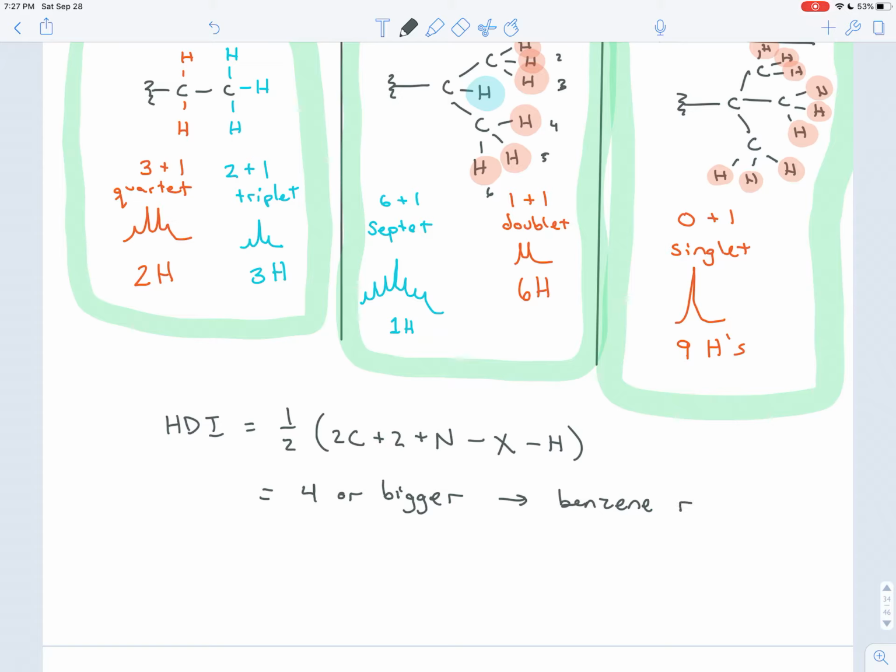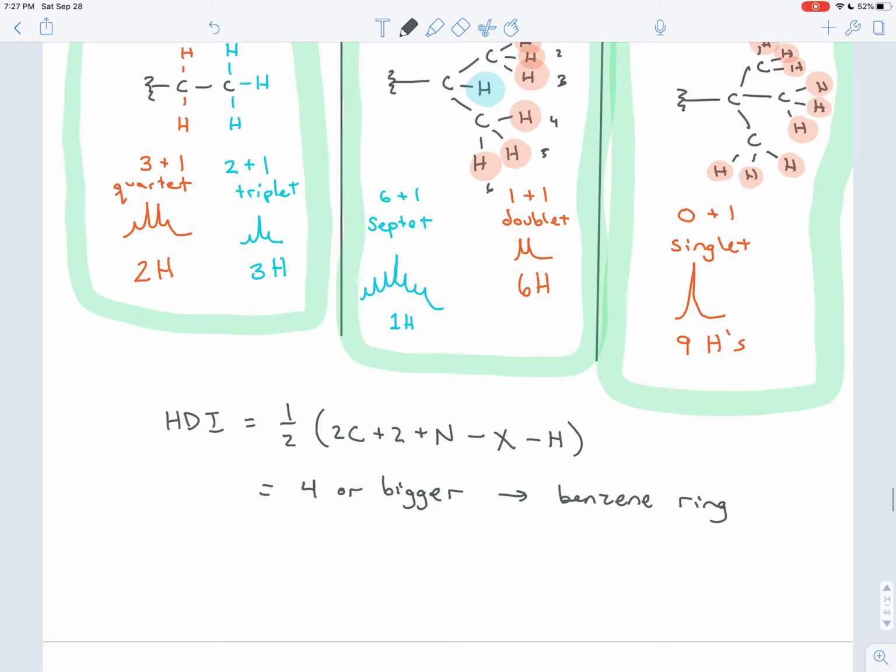Now you may have other stuff, but you get 4 degrees of unsaturation by getting a benzene ring: 1 degree for the ring, a second, third, and fourth for those other pi bonds. So anytime you have 4 or more degrees of unsaturation, you should think benzene ring. And the way that you will confirm that is look at the spectrum. The only thing that has a signal between 6.5 and 8 is a benzene ring. So if you ever have a hydrogen deficiency index of 4 or bigger, check for between 6.5 and 8, and that is going to be your benzene ring.